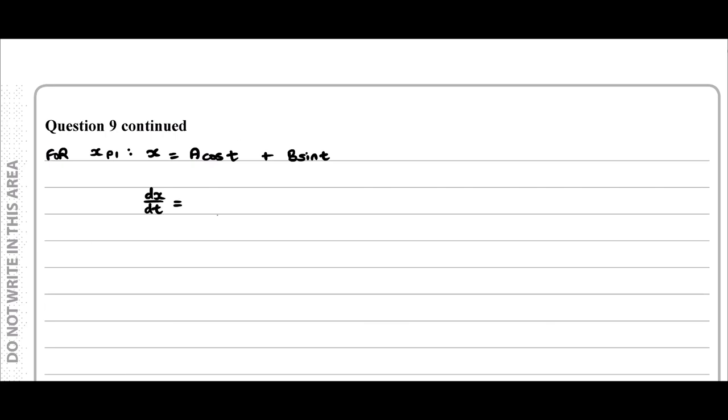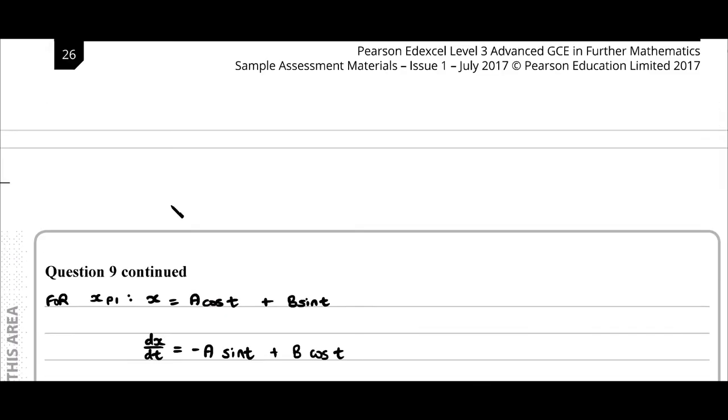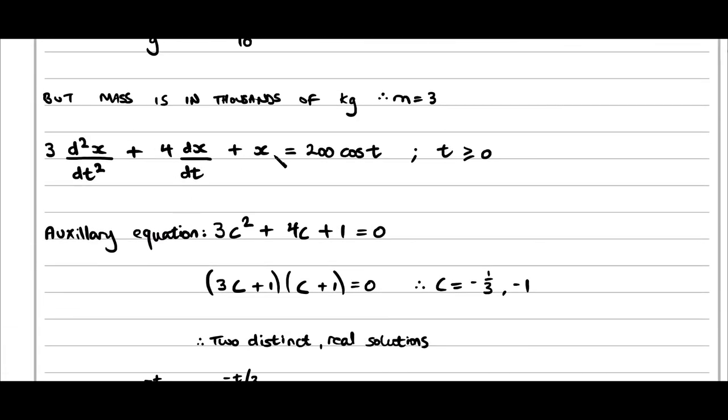Differentiating a cos t, we end up with −a sin t. Differentiating b sin t, we end up with b cos t. And if we find the second derivative, d²x/dt², differentiating −a sin t, we end up with −a cos t, and differentiating b cos t, we end up with −b sin t. And knowing the values of d²x, dx and x, we can substitute these quantities into the left-hand side.